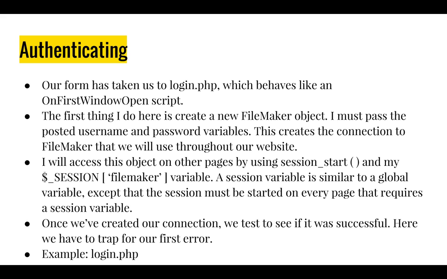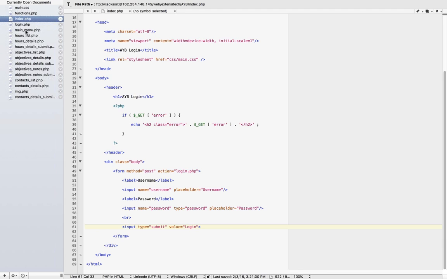I'm going to access this object on every other page using session start and my $session FileMaker variable. A session variable is similar to a global variable, except that the session must be started on every page that requires a session variable. Once we've created our connection, we test to see if it was successful. Here we have to trap for our first error.